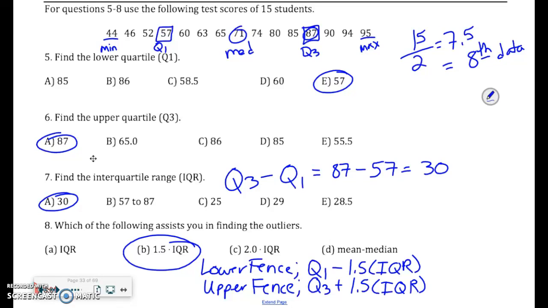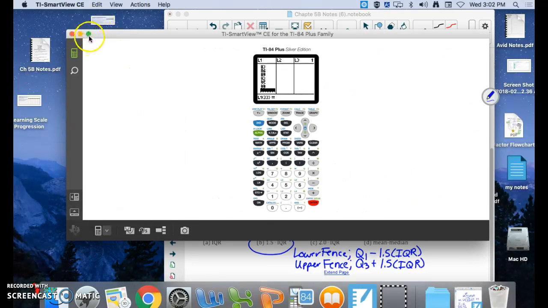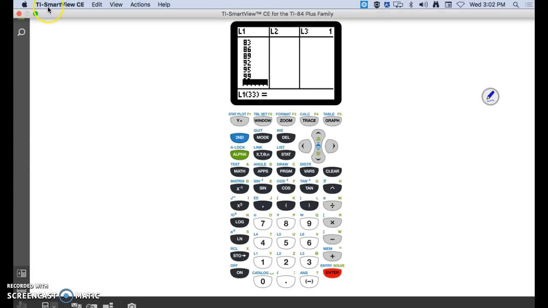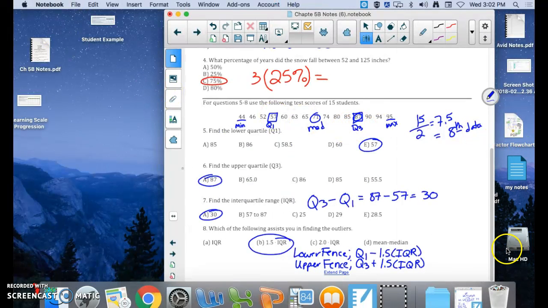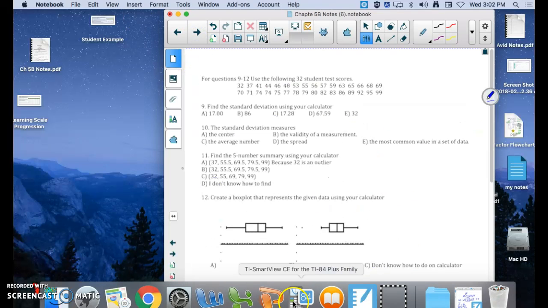All right, and let's see here. We are now moving on to using your calculator. So you will see here that I have already entered my data. And it looks to me like that's not showing up. So let's see if I can't figure this out real quick.